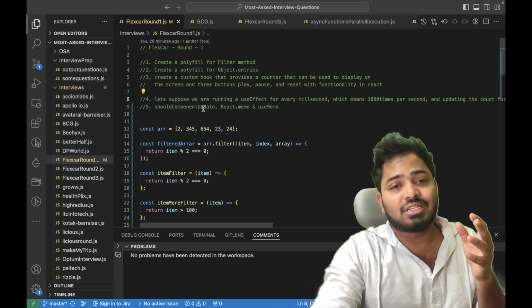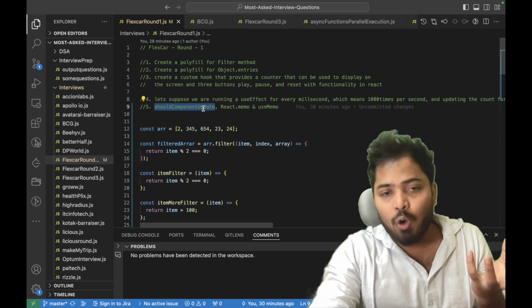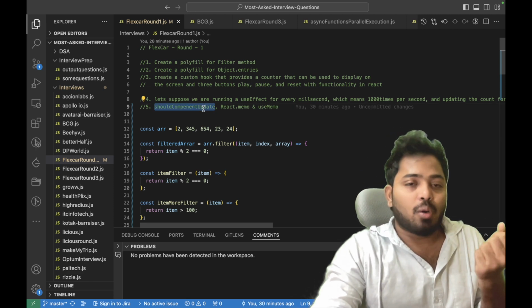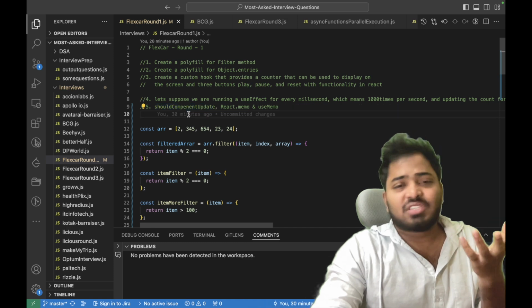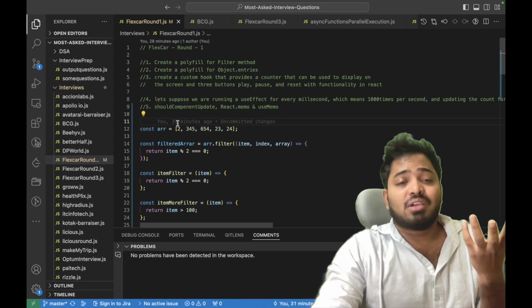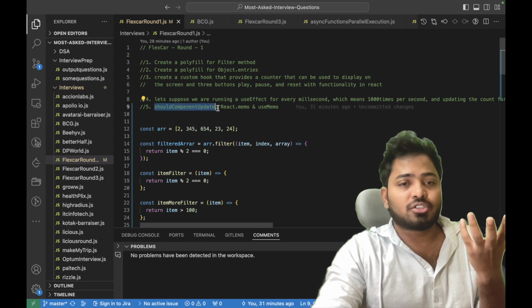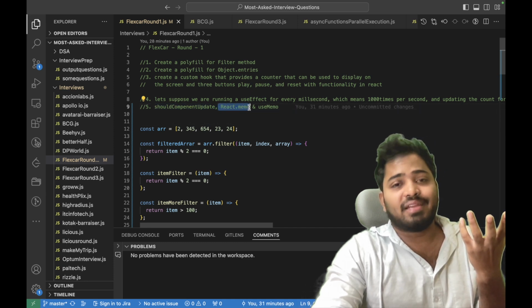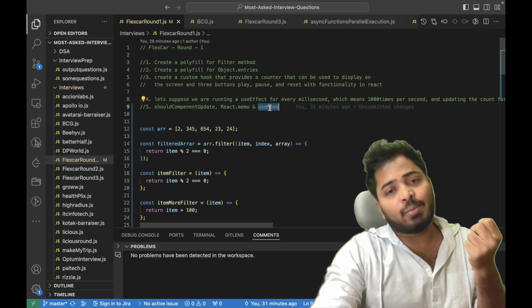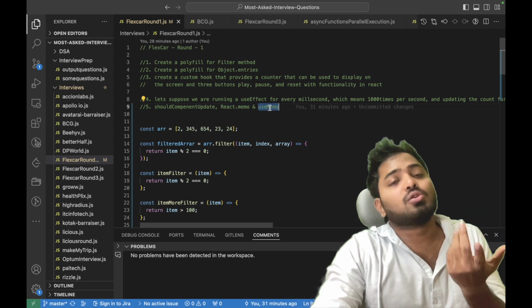Later, he asked me about shouldComponentUpdate of class components. I was able to answer it well, and then he asked me the alternative for shouldComponentUpdate in functional components, which I answered. Later, he asked me about useMemo and a few other hooks as well.